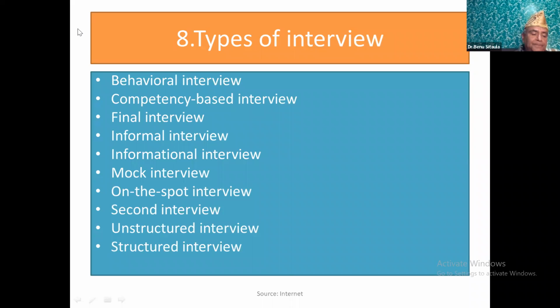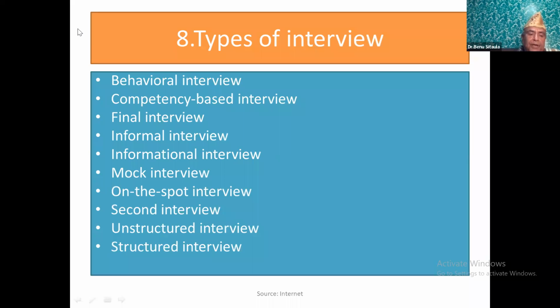Now, the final interview. A final interview is the last step of the interview process. It is the final interview before a company decides to hire you. This type of interview takes place after you have successfully completed preliminary interviews.